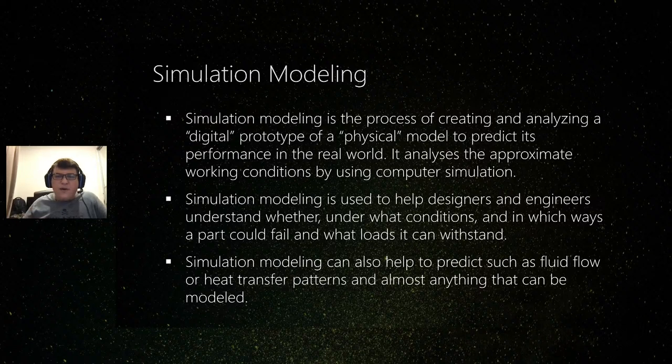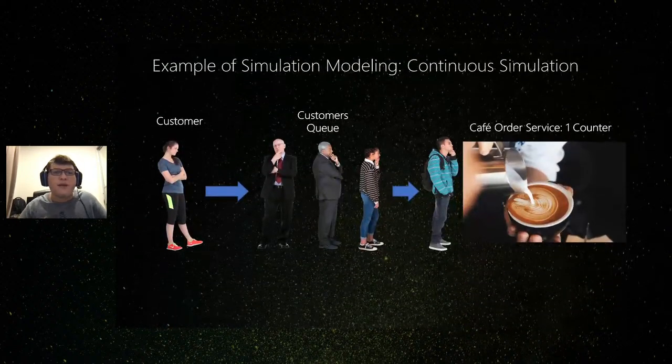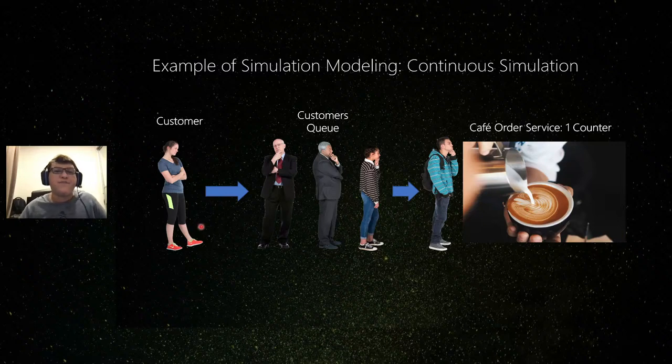Okay, so let's go to a simple example. Here we have a customer, and there is a customer queuing. I also have no idea why everybody is holding their chin, touching the chin. I just inserted this from PowerPoint. So, for example, there's a cafe here which receives orders, with only one counter. You go to a cafe and there is one counter, and there is one person in front of the counter who needs to pay first.